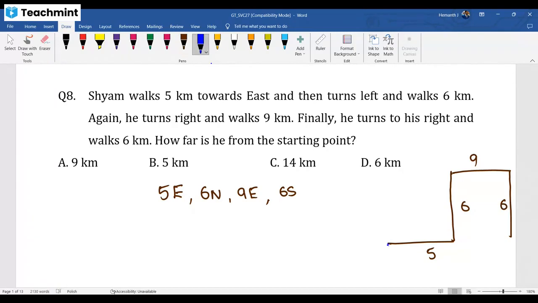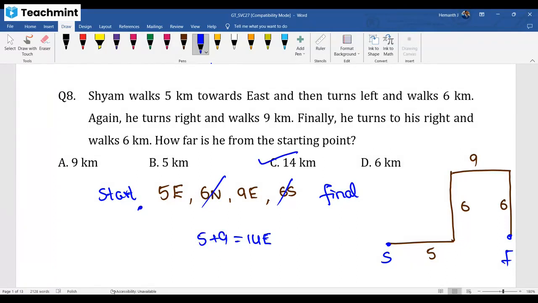Now from the initial point, the starting point, to the final point. So the journey is starting to final. Here north and south, 6 north and 6 south cancel. East can be added. 5 + 9 = 14. 14 east is your answer. So from the starting point, your final point is 14 km in the east direction. Here also you can observe, this is 5, this distance is 9. So 5 + 9 = 14. From starting to final, we have 14 km.